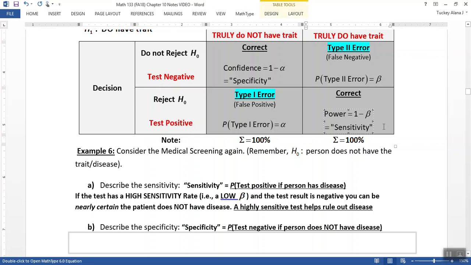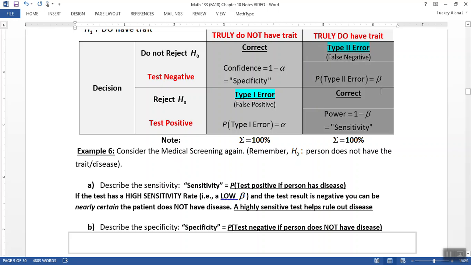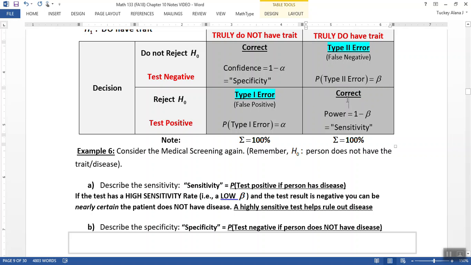If your sensitivity is high, that means that your beta is low because they add up to 100%. If your beta is low, you're not going to get a lot of false negatives. And what that means is when people get negative on their test, you can trust it, more or less. Still not 100% sure, but it's pretty sure. And just for the record, medicine tends to err on the side of high sensitivity because they really don't want false negatives. Not so true maybe for other types of screening tests, but definitely true in medicine.